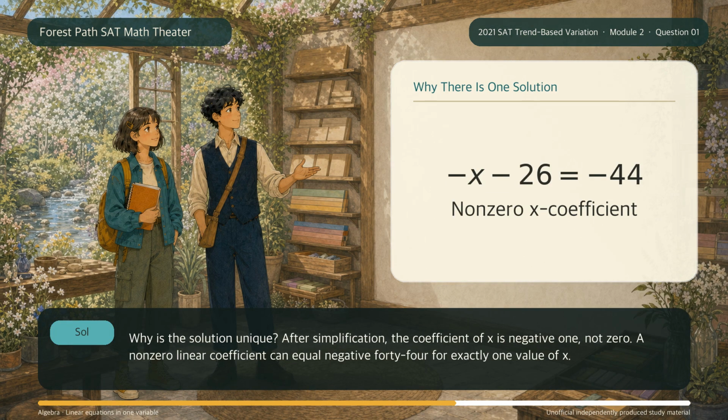Why is the solution unique? After simplification, the coefficient of x is negative 1, not 0. A non-zero linear coefficient can equal negative 44 for exactly one value of x.